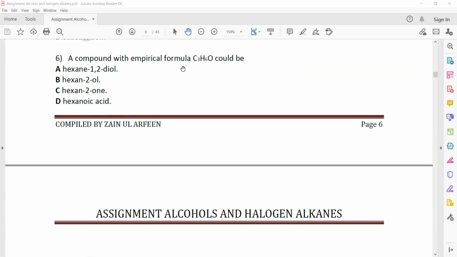Question 6. The compound with empirical formula C3H6O could be... empirical formula. So you have to just work out the structure, write the molecular formula and check which one is the empirical formula by taking the simplest ratio between the atoms present in the structure.